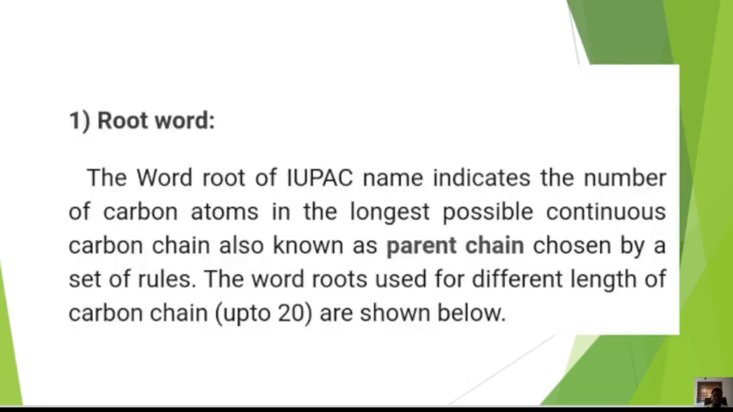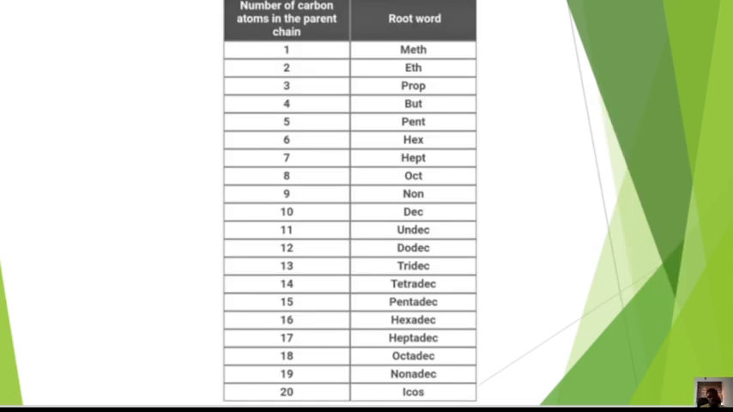With this said, what is a root word? The root word is simply the name of an IUPAC compound, which indicates the number of carbons in the longest possible continuous carbon chain. And this chain is called the parent chain. It is actually chosen by a set of rules, which will be seen as we go further. So that particular name that indicates the number of carbon is called a root word. Examples of these root words include: one carbon is meth, two carbons is eth, three is prop, four is but, five pent, and then as you can see on the screen.